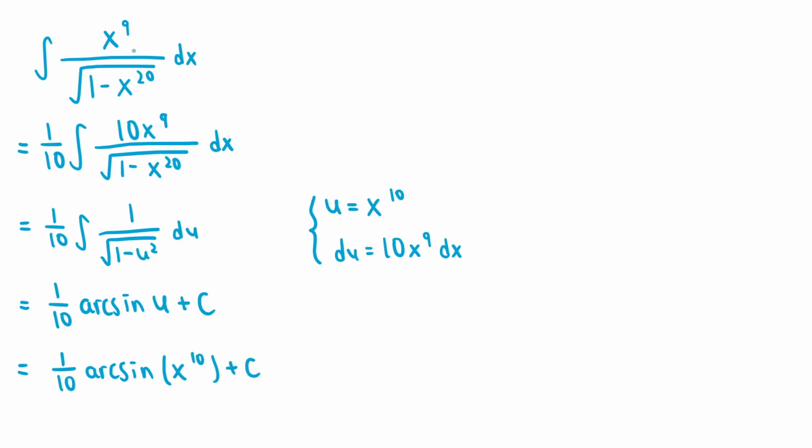So the integral of x to the 9th over the square root of 1 minus x to the 20th dx is 1 over 10 times arcsine of x to the 10th plus c.